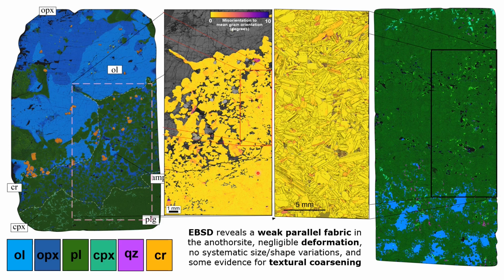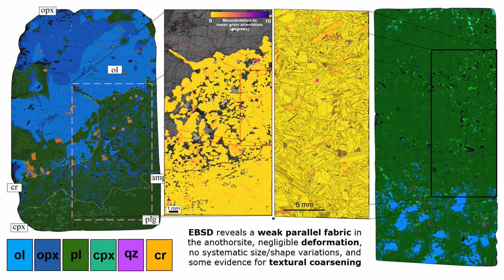Now, these maps in the middle are maps of misorientation to mean grain orientation in cumulus plagioclase. These maps highlight internal grain deformation by plotting the relative differences in lattice orientation with respect to the grain's mean orientation. So in essence, they're highlighting changes in orientation across the individual grain. In these maps, yellow means relatively undeformed and purple means relatively deformed.